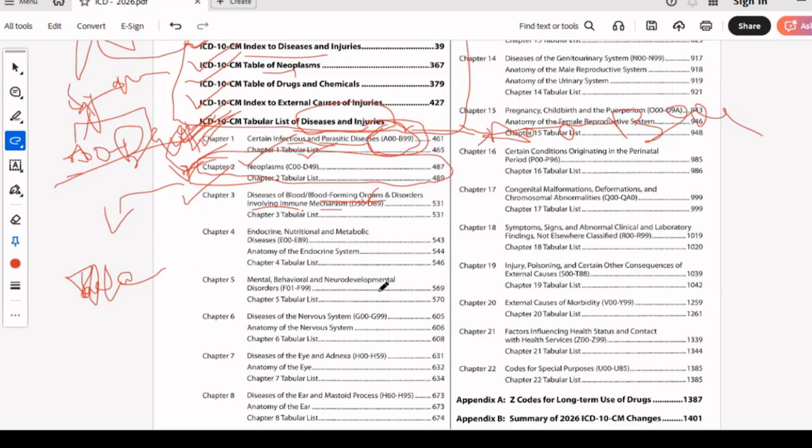For example, if you see any code starting with the letter A or B, then you will have to consider that as an infection or a syndrome.